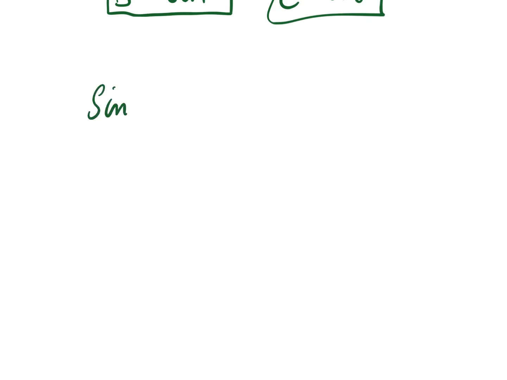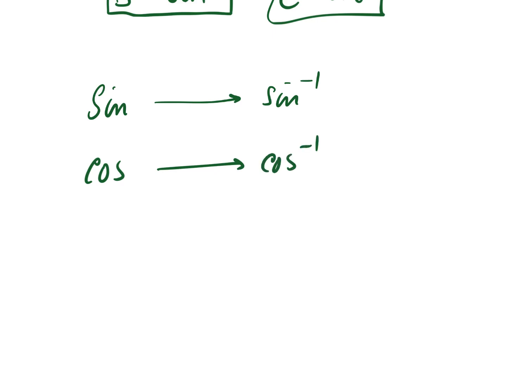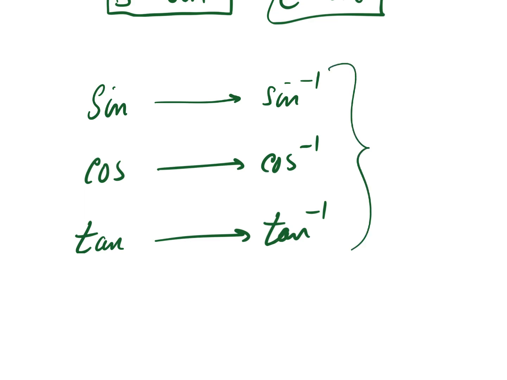So if we have a problem with a sine and we want to get rid of the sine, we're going to take the inverse sine. So it's going to be the sine with the little -1 superscript. As we just saw, if we have a cosine in an equation and we want to get rid of it, we take the inverse cosine. And of course, no surprise, if we have a tangent in an equation and we want to get rid of it, we take the inverse tangent. So these again are the inverses of the regular trig functions. These are the inverses of sine, cosine, and tangent.